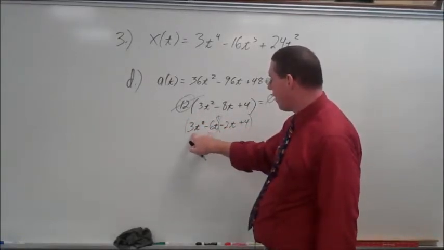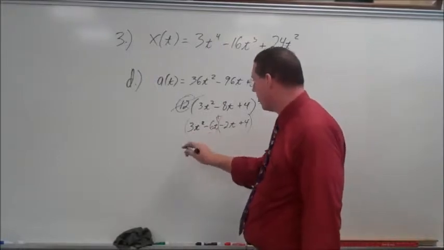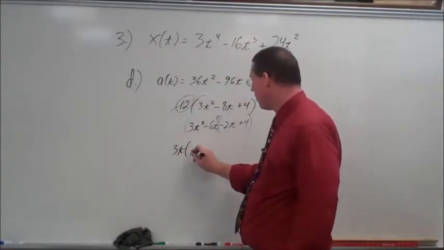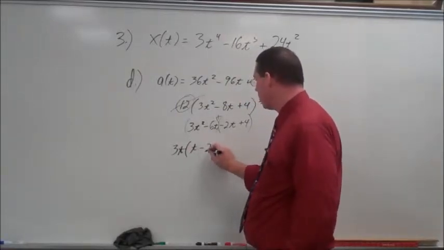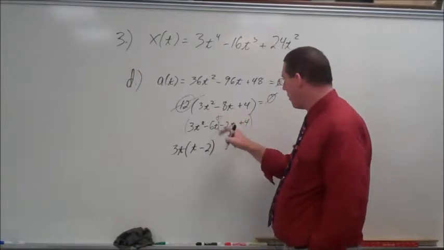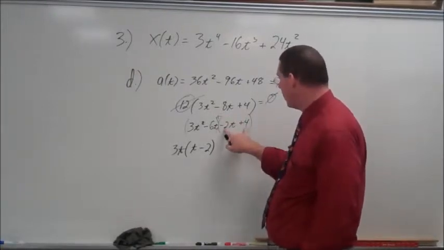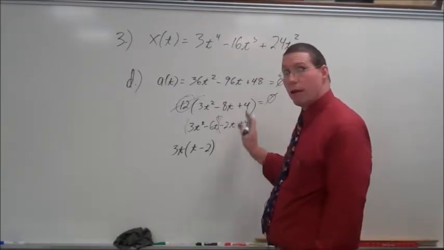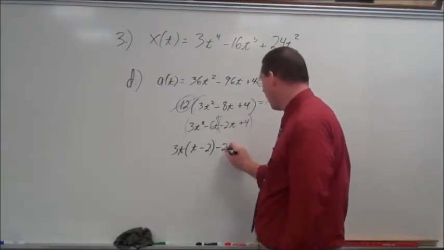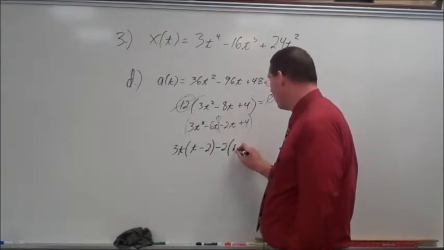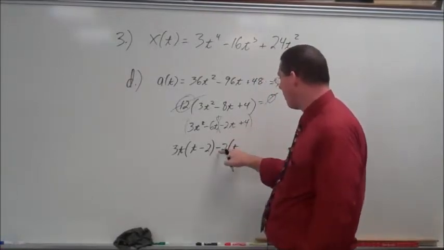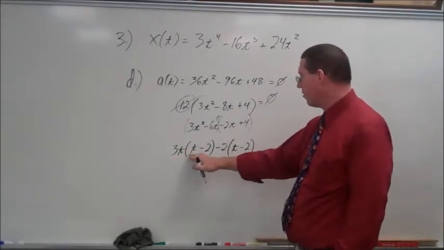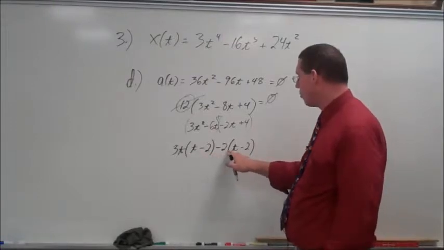Here, my greatest common factor in this binomial is 3t. So I'm going to take a 3t out. If I divide out a 3t, I have a t left here, and I have a minus 2 here. And then out of minus 2t plus 4, I'm going to factor out a negative 2. That's all I can take out. So I'm going to take out a negative 2, and that's going to leave a t, and then positive 4 divided by negative 2 is negative 2. And now I have 3t times t minus 2 minus 2 times t minus 2.